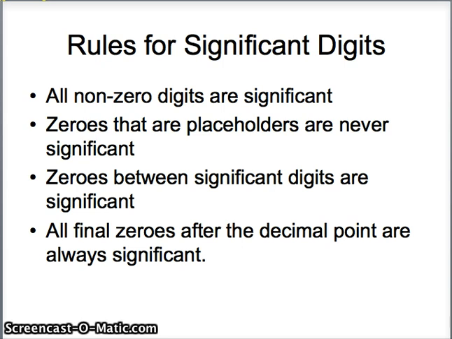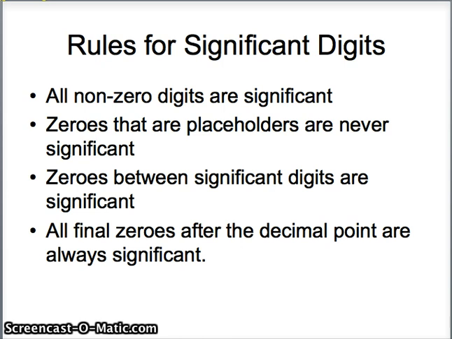Whenever you have a non-zero digit, that means any digit between 1 and 9, it's always significant. When you have zeros that are placeholders, they are never significant. So if you have the number 100, the 2 zeros are placeholders and they are never significant. Now if you have zeros between significant digits, then those zeros are significant. As an example, 101, that 0 is between 2 significant digits, therefore it is significant.